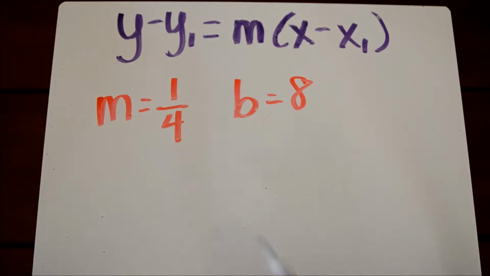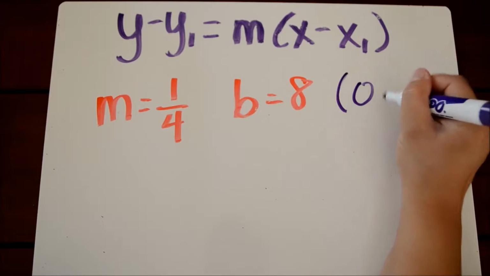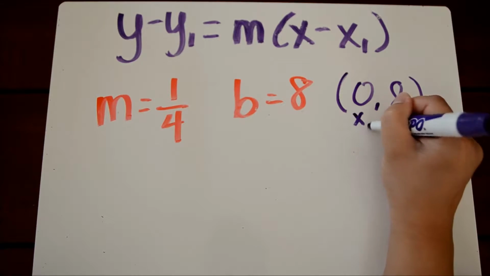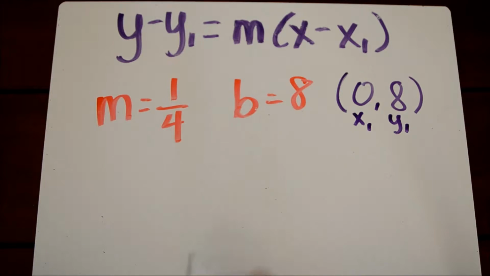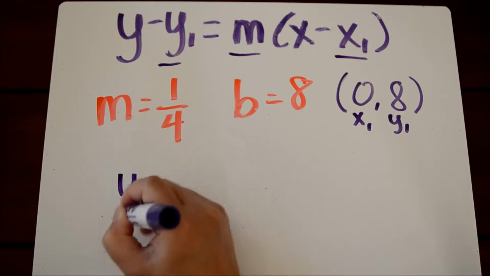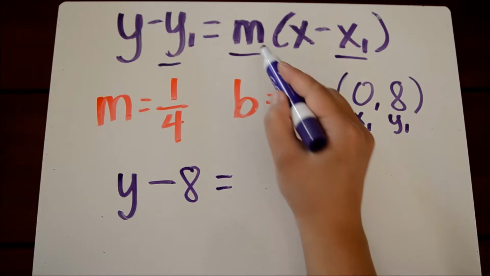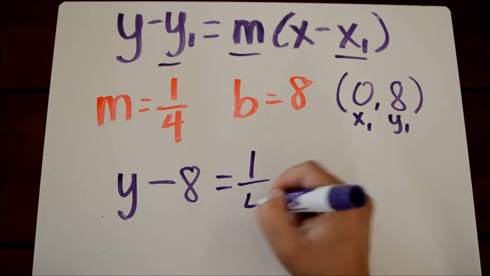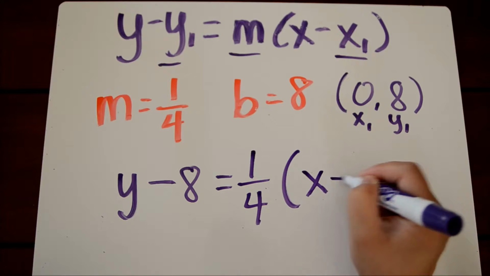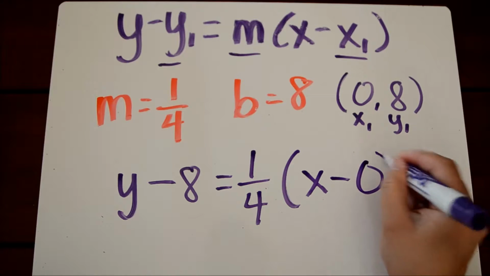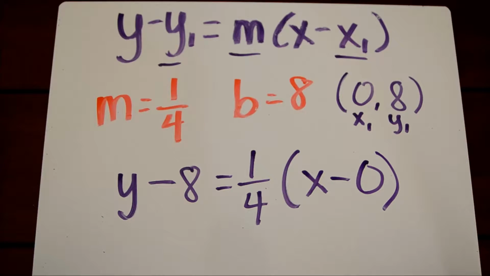If we're given slope and the y-intercept, again, we're substituting values in for y1, m, and x1. We have to remember that our y-intercept, our b value, is a point. The point is (0, 8). So that's going to be our x and y values. Again, we're going to substitute these in for y1, m, and x1. So we have y minus our y1, which is 8, equals our slope, 1/4, times x minus our x value, which is 0. And this is our equation in point-slope form.